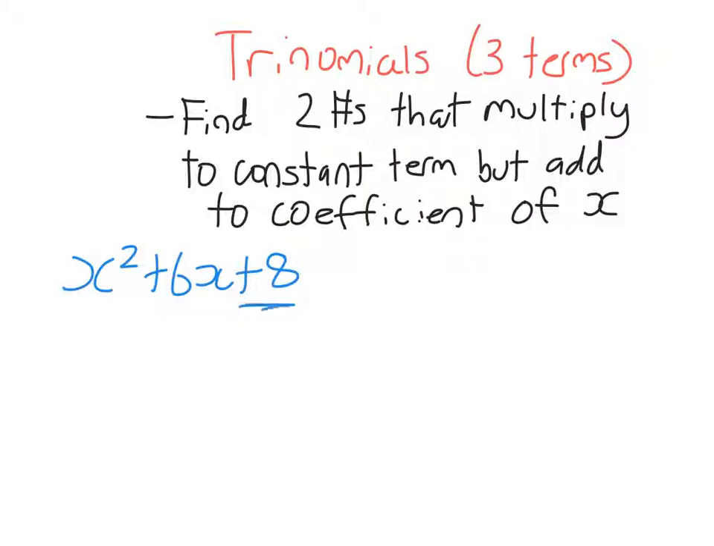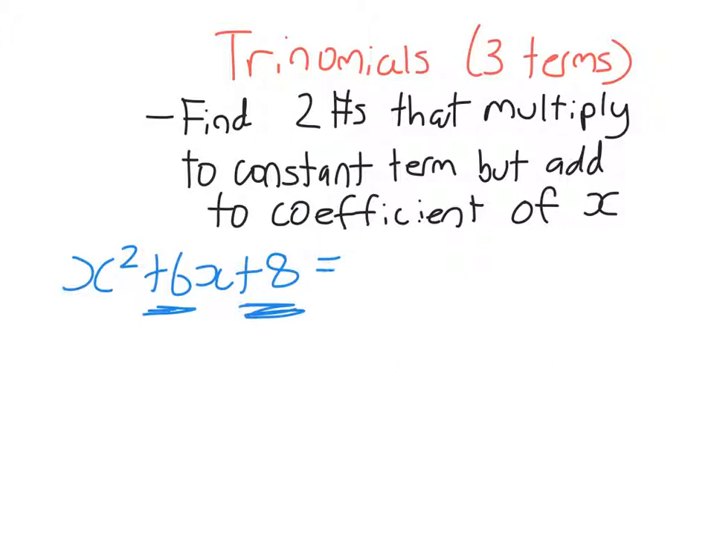So note that this is the constant term because it has no x's attached to it. So the constant term is positive 8. The coefficient, i.e. number in front of x, is 6. So I need to find two numbers that multiply to 8 and add to 6. So go through factors of 8. So I have 8 and 1. Well, they don't add to 6. 4 and 2. They do add to 6.